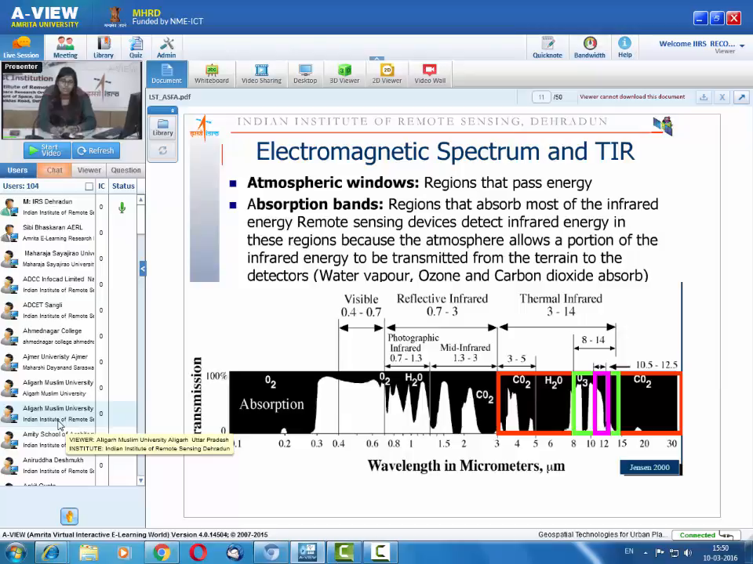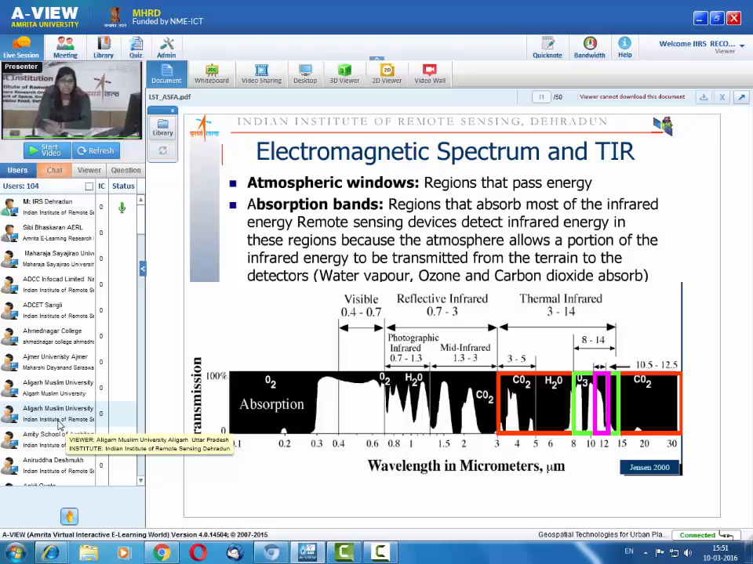Now, when we were talking about the visible spectrum, the thermal spectrum and the microwave spectrum, you can see in the electromagnetic spectrum, the visible is from 0.4 to 0.7, reflected infrared is from 0.7 to 3, which together is the visible reflected infrared, 0.4 to 3 micrometer. After that comes the thermal infrared, the active thermal area, that is 3 to 14 micrometer, and beyond it then microwave starts. Now, within the electromagnetic spectrum, there is something called atmospheric window.